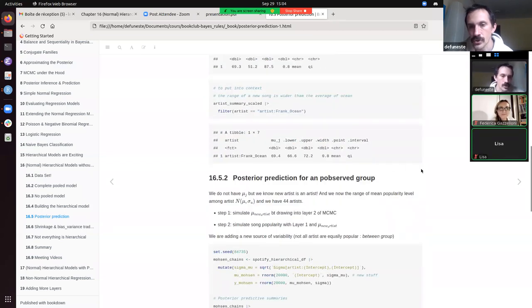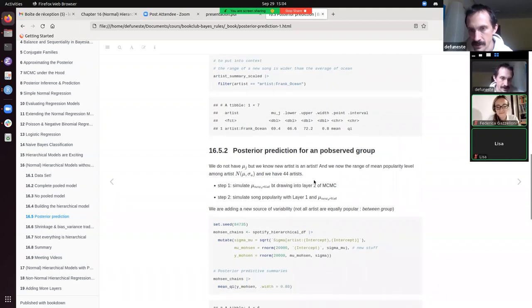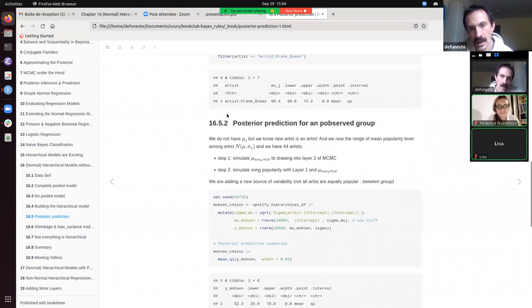But what do you do when you don't know a new artist? This is a fourth year. Well, you have to first estimate the mu g, the mean of the artist. So for that, this is what I have called the new artist. You will need to create this new information. So to go fast, you will use the intercept that's inside of what you have simulated, and the sigma mu, which is also something that you have simulated.